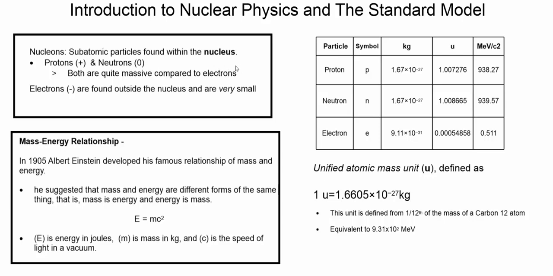Your electrons are not nucleons because they are not found in the nucleus. They're the ones that are outside the nucleus. They're negatively charged, and they're really, really tiny.